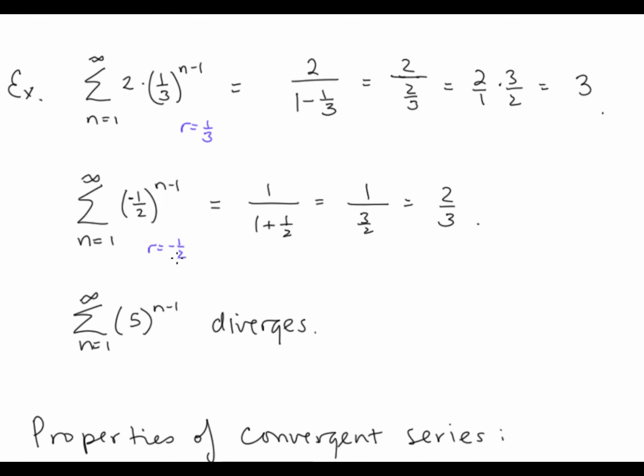So here we have r is equal to negative 1/2, and again the absolute value of r is less than 1, so we know this series converges to a over 1 minus r. In this case, a is 1, and we get 2/3. Here we have r equals 5, which is bigger than 1, and so we know that this series diverges.